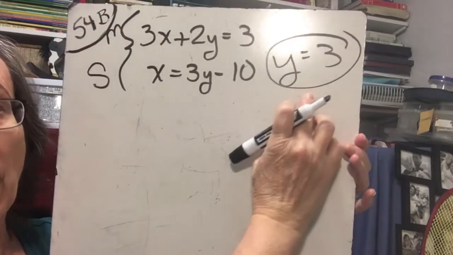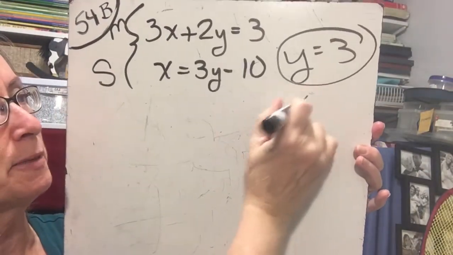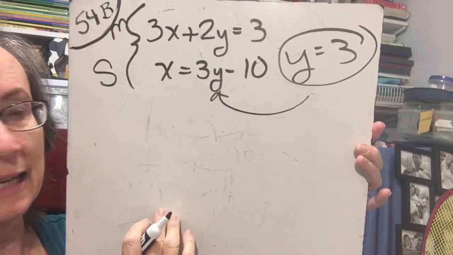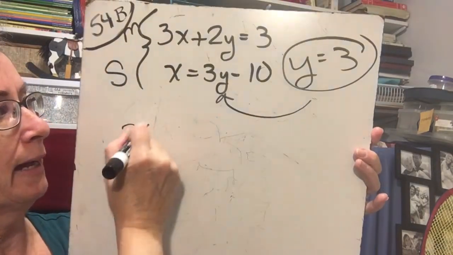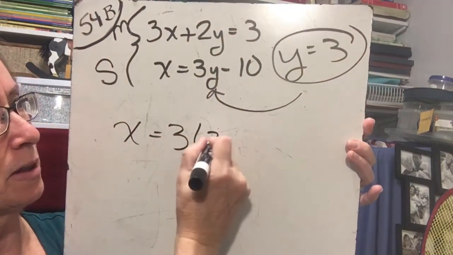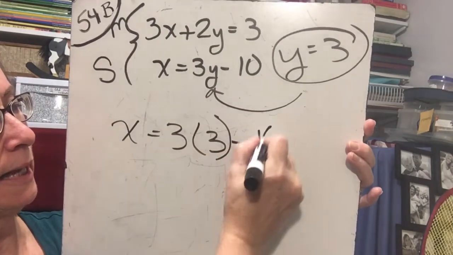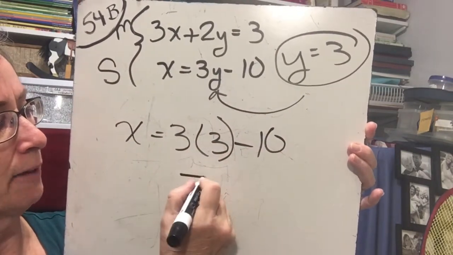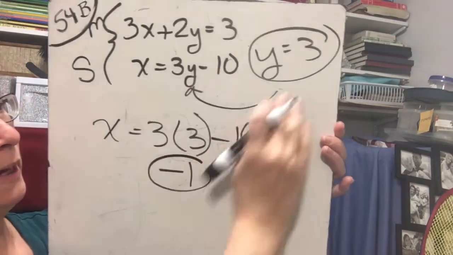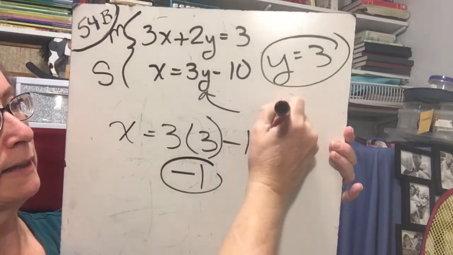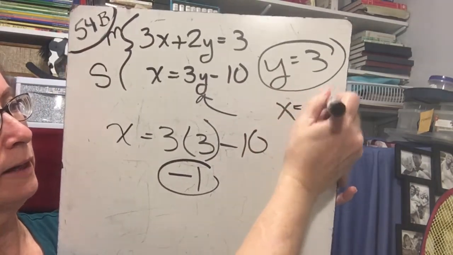So here we are. Nice clean board. Y is 3. We know that. So we're going to substitute the y in the sub-equation. So x is 3 times 3 minus 10. 9 minus 10 is negative 1. So we have x equals negative 1.